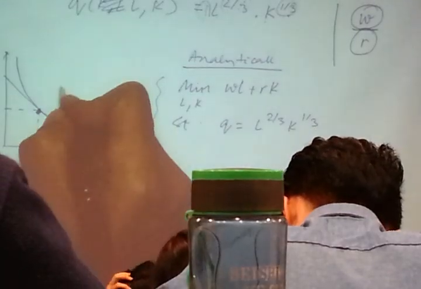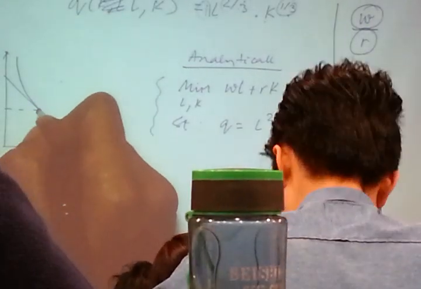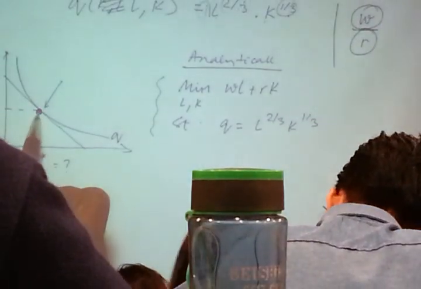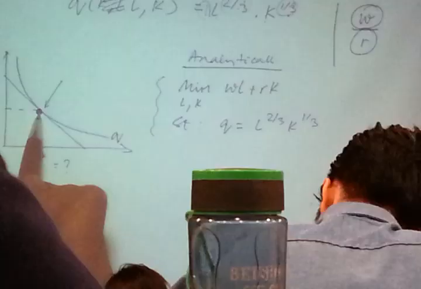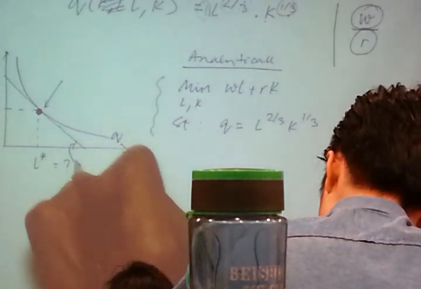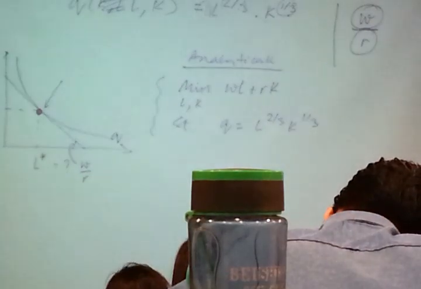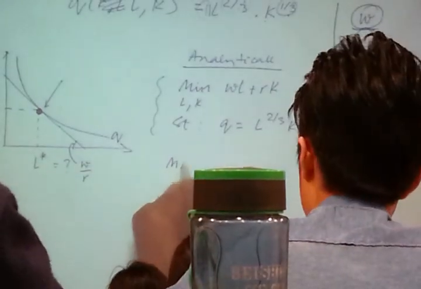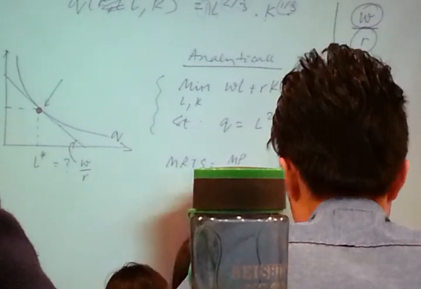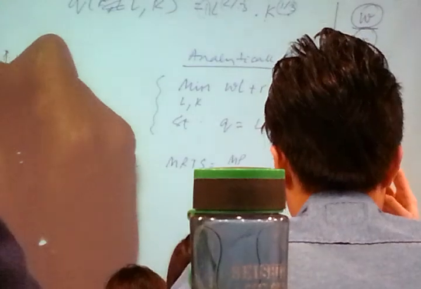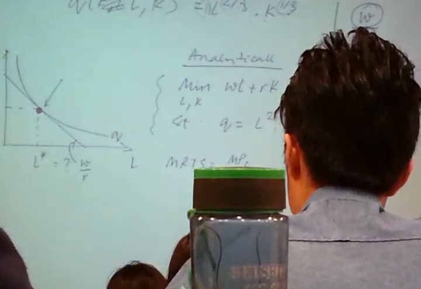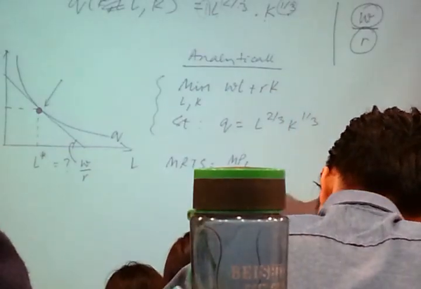Always focus on this: this is the bundle I am trying to locate. What condition does this bundle satisfy? The first condition is that at this bundle, the isoquant and the isocost have the same slope. The slope of the isocost is W over R. What is the slope of the isoquant? It is the MRTS, which, you will recall from last lecture, is the marginal product of the input on the x-axis, MPL, over the marginal product of the input on the y-axis, MPK.